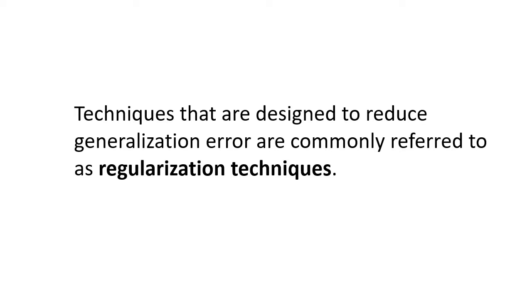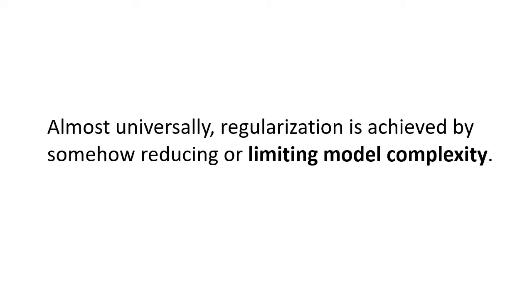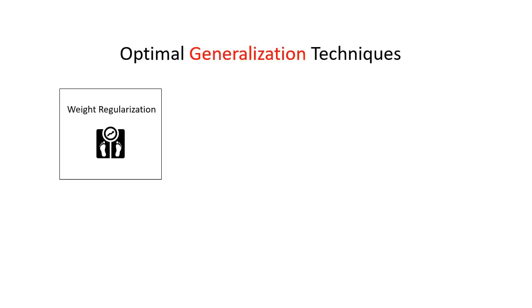Techniques that are designed to reduce generalization error are commonly referred to as regularization techniques. Almost universally, regularization is achieved by somehow reducing or limiting model complexity. Perhaps the most widely understood measure of model complexity is the size or the magnitude of the model weights. A model with large weights is a sign that it may be overly specialized to the inputs in the training data, making it unstable when used to making predictions on new unseen data. Keeping weights small via weight regularization is a powerful and widely used technique.